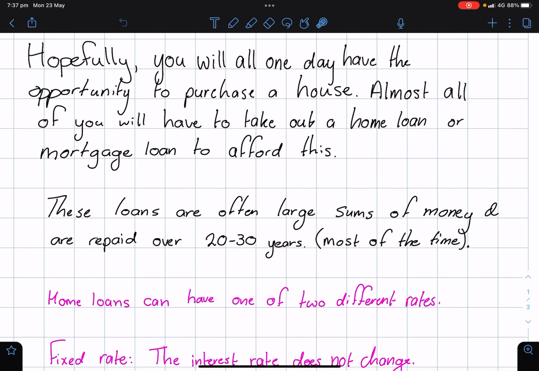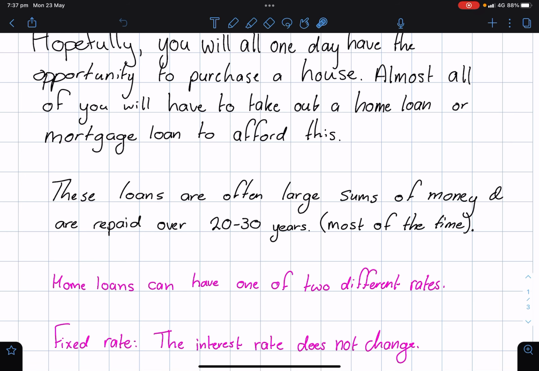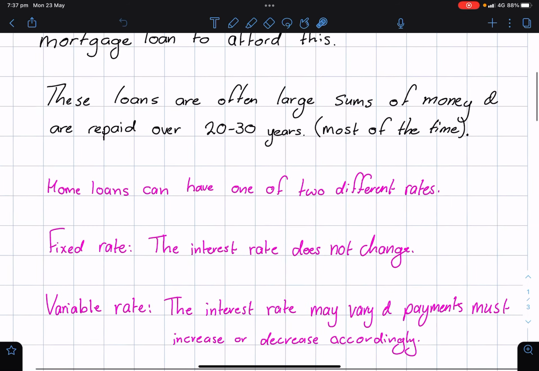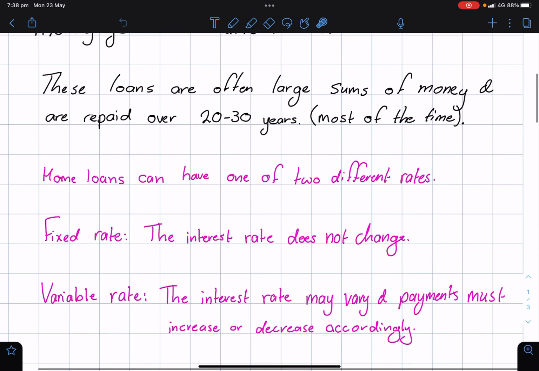All right. So home loans can have one of two different rates. They can have a fixed rate, where the interest rate does not change. And then the variable rate, where the interest rate may vary and payments must increase or decrease accordingly. That means if the interest rate goes up, then the repayments must increase with it, but if it decreases, then your payments decrease as well. So it's a bit of risk and reward. You can't actually predict if your interest rates will go up or down, so it can be quite tricky to navigate that variable rate.